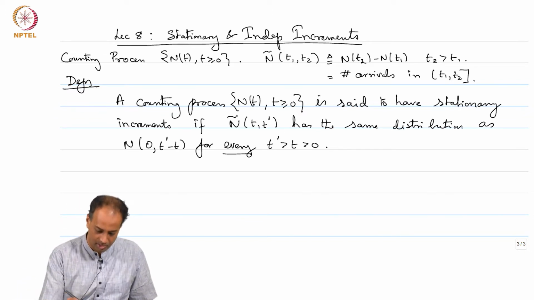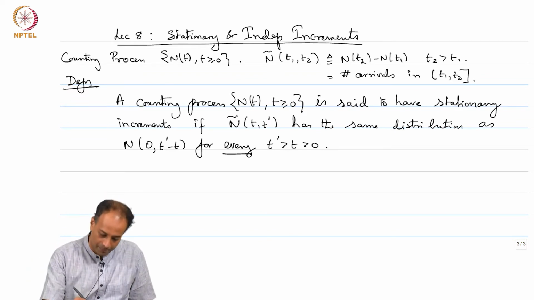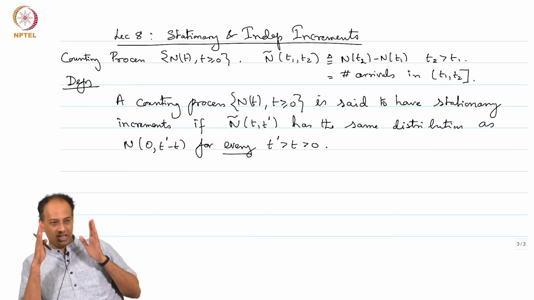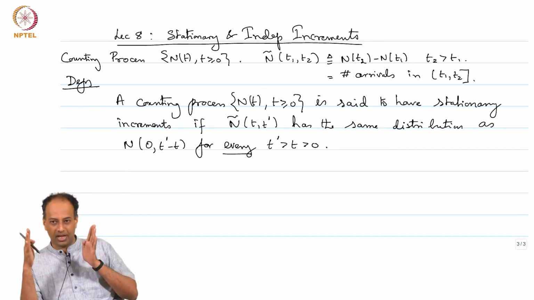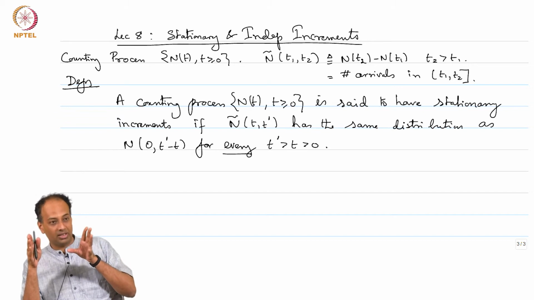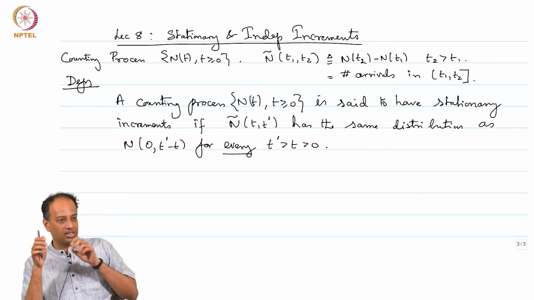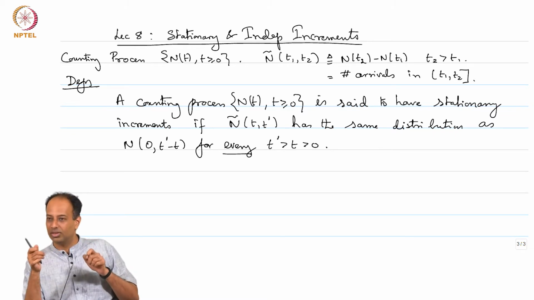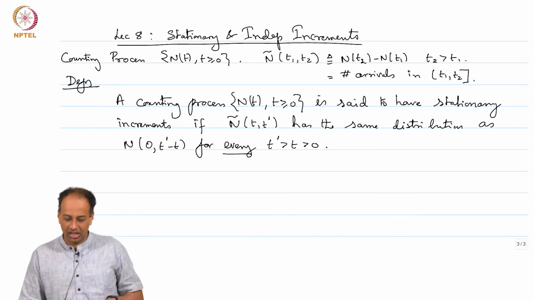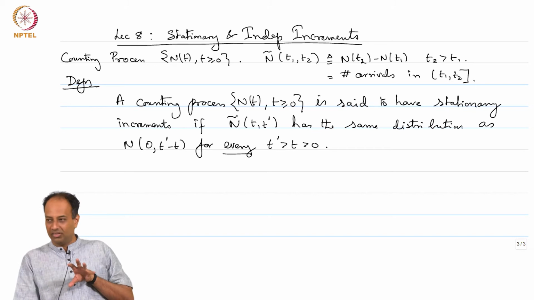Okay. Stationary increment property. So, we say that the counting process N(t) has stationary increments if the number of arrivals in any time interval, let us say (t, t'], has the same distribution as the number of arrivals in 0 to t' minus t. Okay. In other words, the distribution of the number of arrivals in any interval depends only on how long the interval is, right.